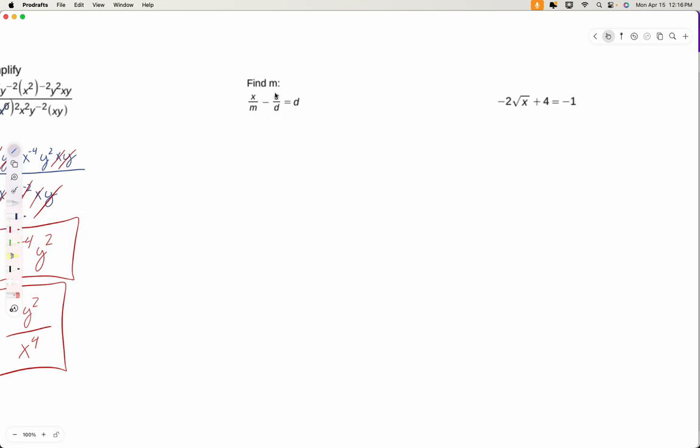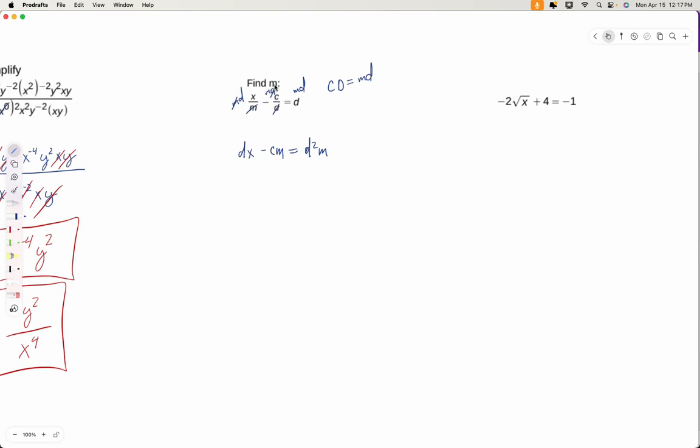We've got to find m. So the first thing we need to do is find a common denominator, and that's going to be md. So the common denominator is equal to md. So I'm going to multiply everything times md. So md times this, the m's cancel, so I get dx. And md times this, the d's cancel, so I get minus cm. And then md times this, there's no denominator, it's a whole number, so I get d squared m.